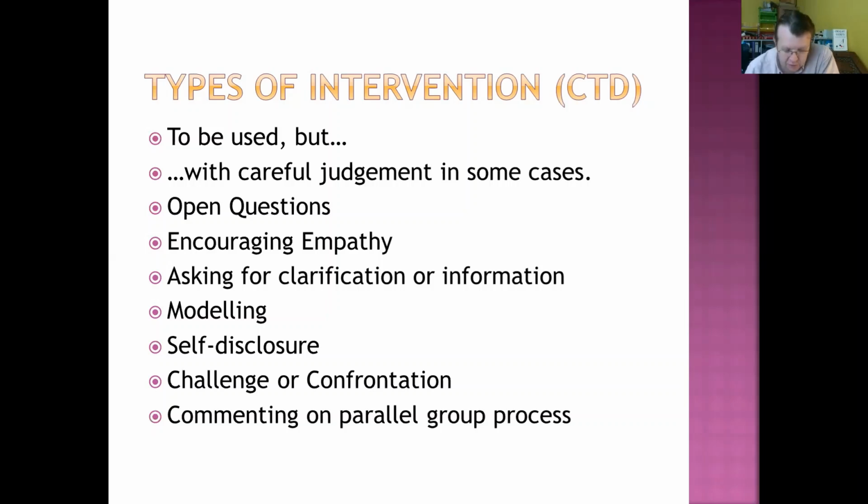Parallel process refers to a close similarity between something happening in the group and events outside it, even when on the surface they seem unrelated. In fact, in my work, I would often talk about actually 4 levels of what we might see. Here I'm talking about troubled children who are looked after. So you would see parallels at least 4 levels.